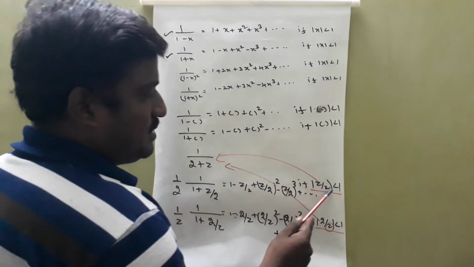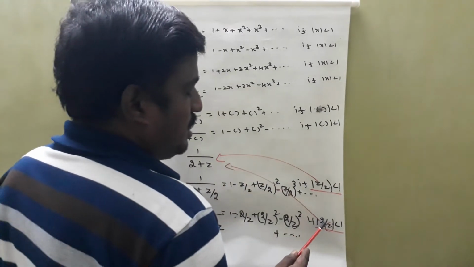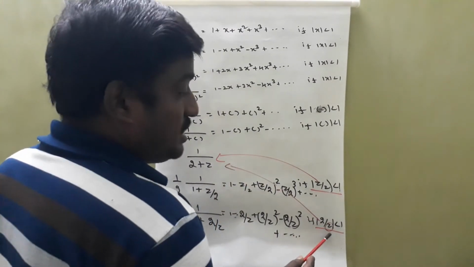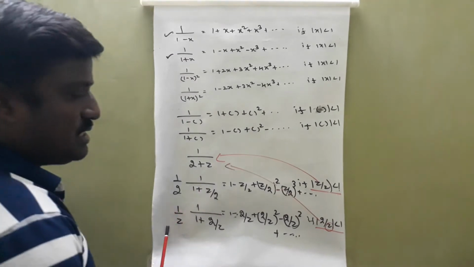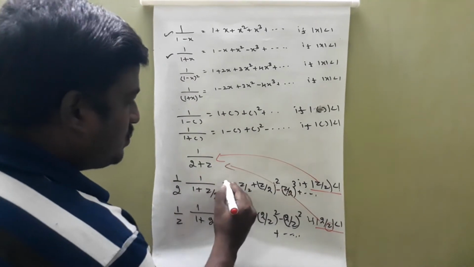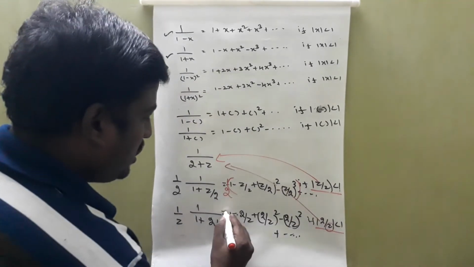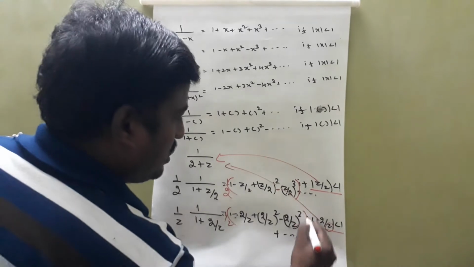If I have modulus of z by 2 less than 1, I have to take 2 outside. Suppose I have the condition modulus of 2 by z less than 1, then I have to take z outside. Here I missed 1 by 2, because 1 by 2 is outside. I can write 1 by 2 into, and similarly 1 by 2 into.